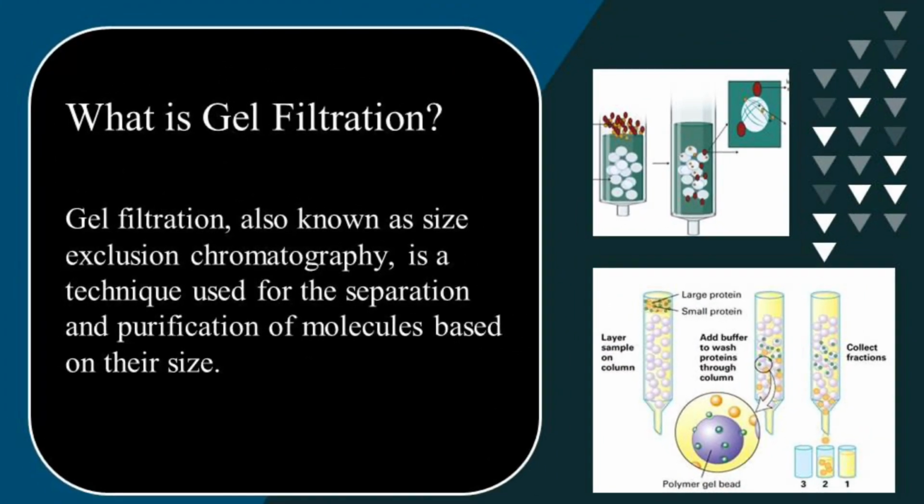What is gel filtration chromatography? It is also known as size exclusion chromatography. It is a technique used in biochemistry and molecular biology to separate and purify molecules based on their size. It is a type of chromatography where a mixture of molecules is passed through a porous gel matrix.